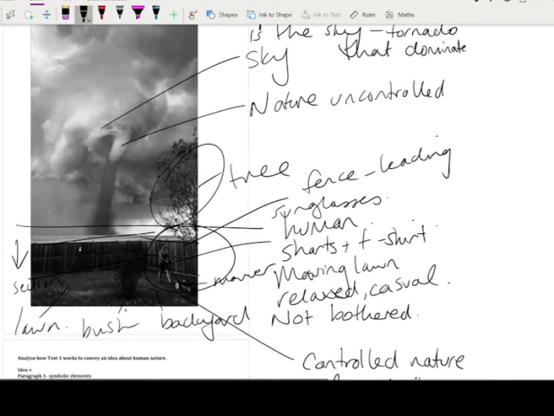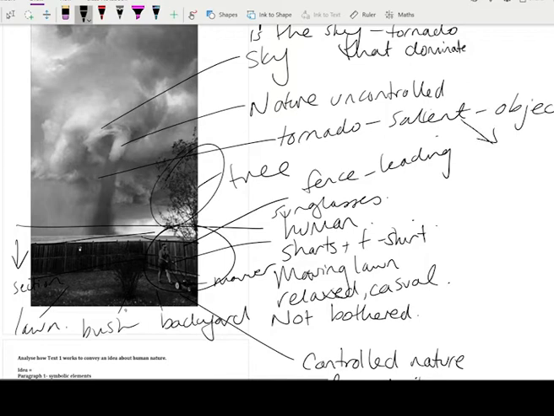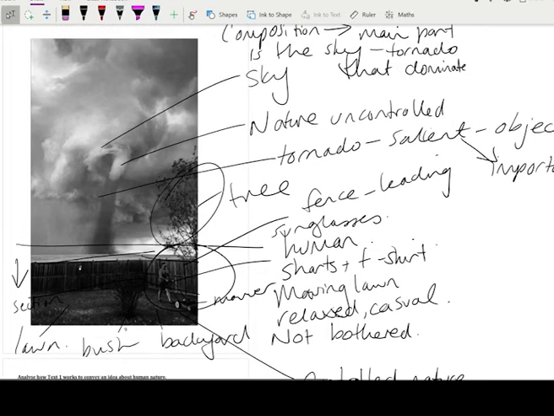Our eyes are immediately drawn to the tornado. So you would say, and a lot of people like to say this word, that is the salient object. Salient just means the most important. It is the most important image in this frame. Our eyes go straight to the tornado and our eyes follow the tornado up into the sky. That's our immediate reaction, to follow the circles. We follow the pattern of the wind.